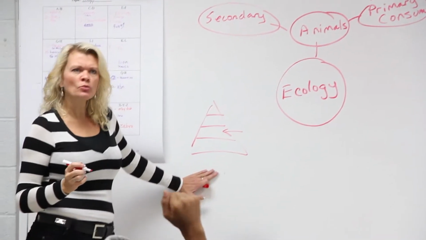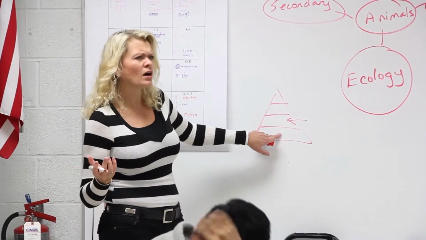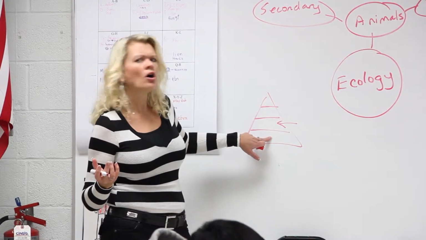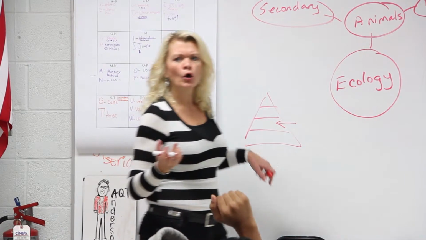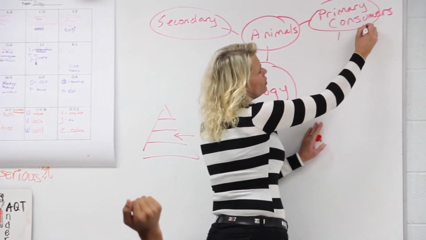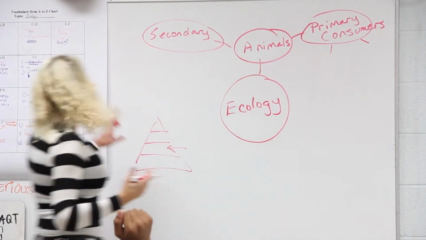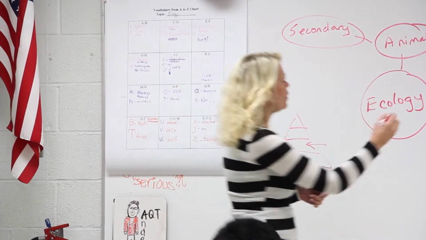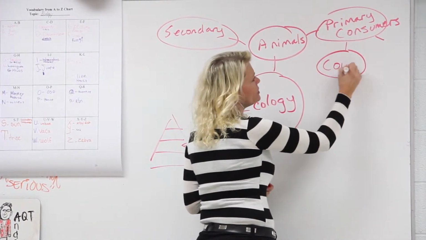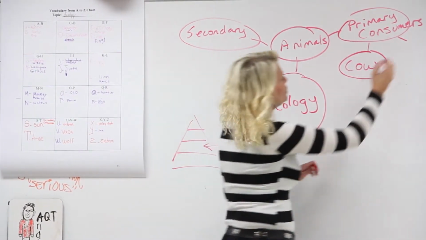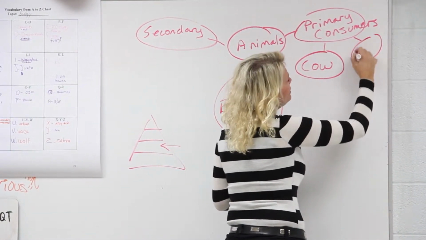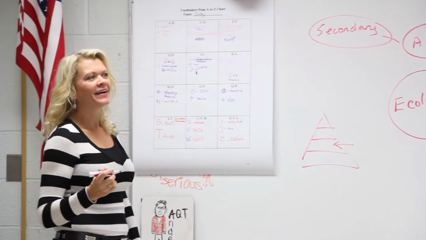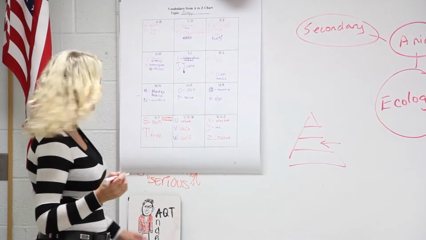If they're primary consumers and they only eat producers, what's our other word for that? If you only eat plants, do you remember what you're called? You're not a carnivore, you're an herbivore, right? Okay? So over here we can list some examples of our primary consumers. What's an animal that only eats plants? A cow, a cow. They only eat grass, they do not eat meat. Rabbit, good. Did you say rabbit? I thought you said rabbit. Okay. All right.